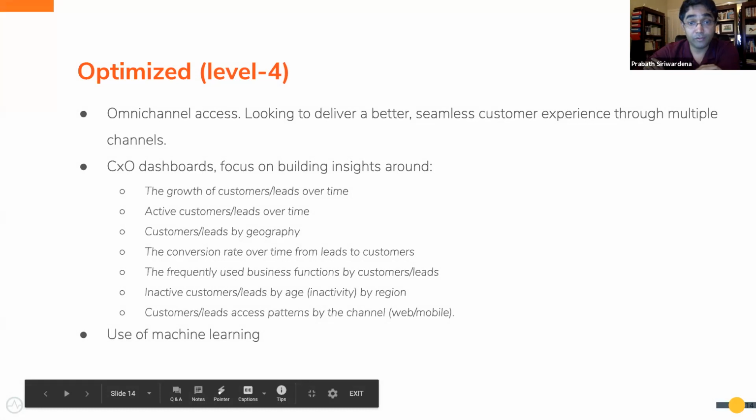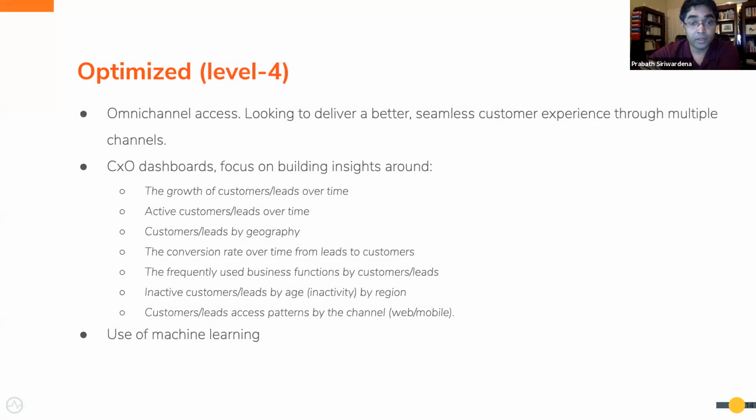Finally, the level 4 or the optimized phase. Omnichannel access is a key feature we see in the companies who operate at this level. In an omnichannel environment, the customers interact with the businesses via multiple channels, but will still get a seamless, continuous user experience. For example, if you use a Newsweek iPhone app to highlight some content, once you view the same from the web, you should find it still highlighted.